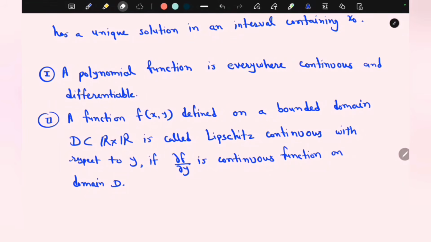We will recall some facts before approaching the problem at hand. A polynomial function is everywhere continuous and differentiable. Another fact: a function f(x,y) defined on a bounded domain D is called Lipschitz continuous with respect to the variable y if the first order partial derivative of f with respect to y is a continuous function on domain D.